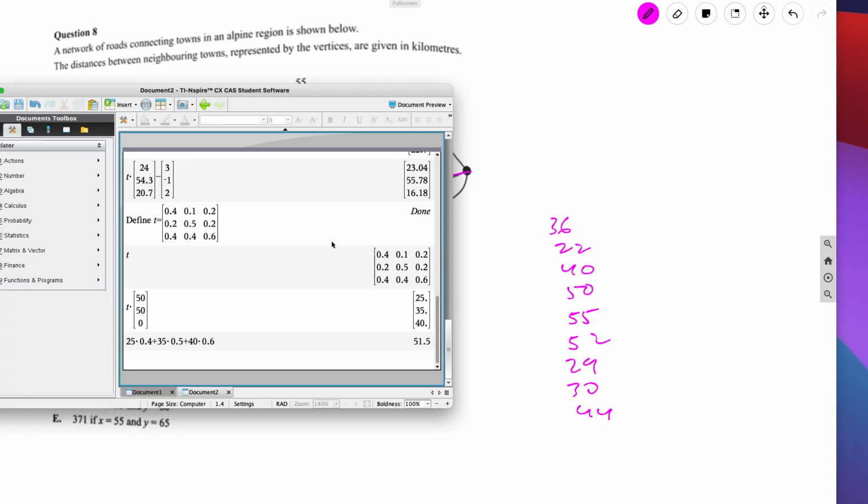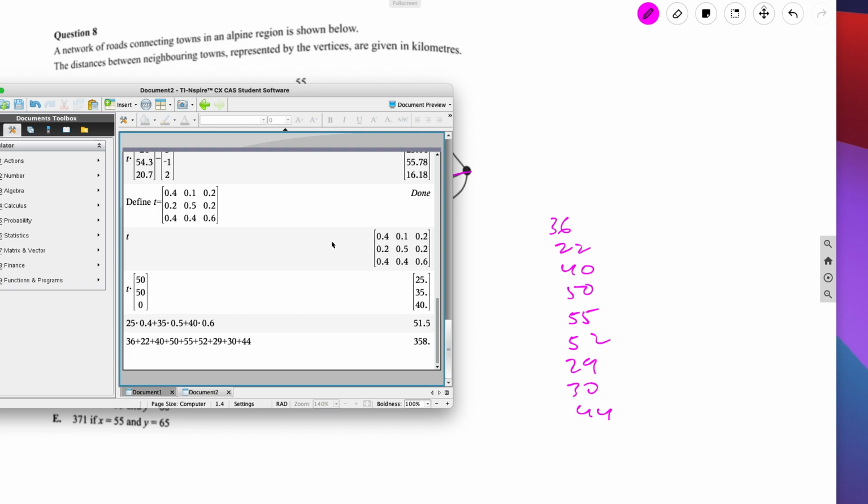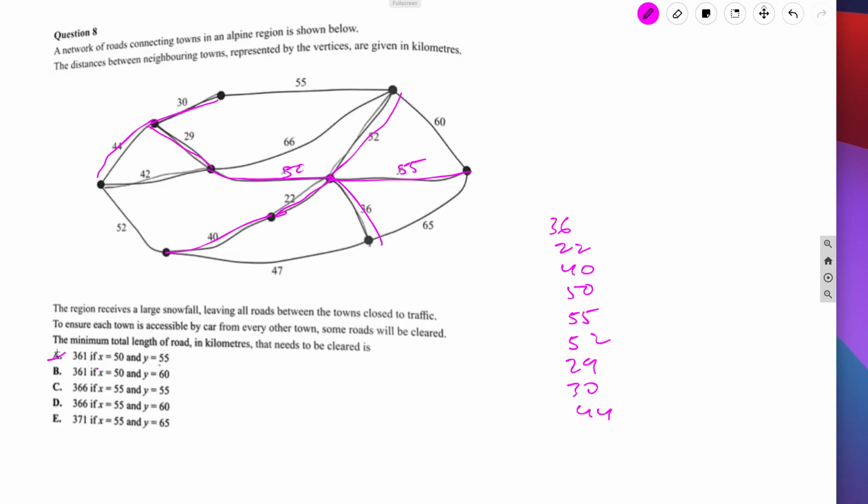My God. Okay. So 36 plus 22 plus 40 plus 50. Hope I'm not making a silly error here. 52 plus 29 plus 30 plus 44 gives us 358. Doesn't quite add, so I'm just going to leave that one off. If we switch Y to 60, I'll see if any others. Yeah, I'm going to try and keep my numbers relatively similar. Switch that to 50. Probably changes everything, so I'm going to have to go back, unfortunately, and redo the tree.